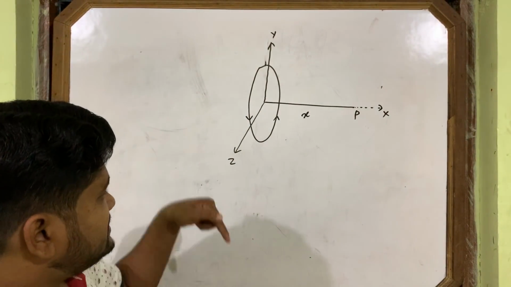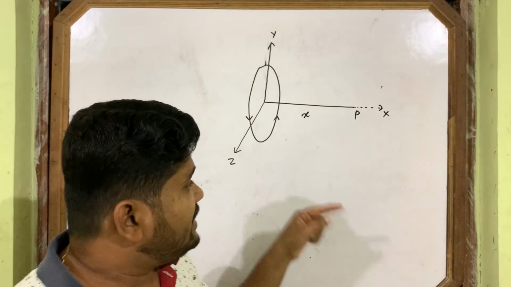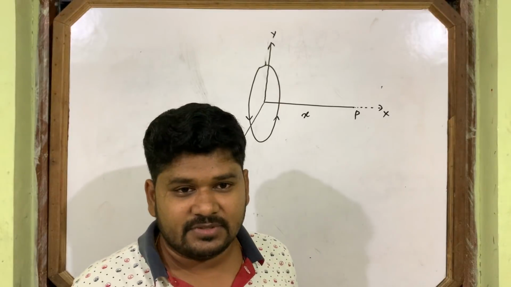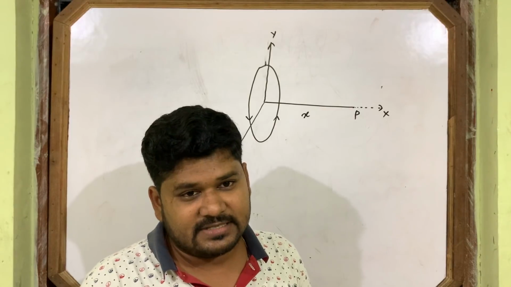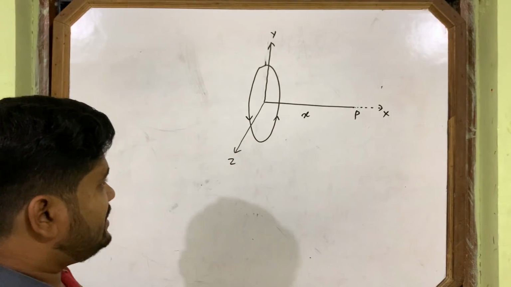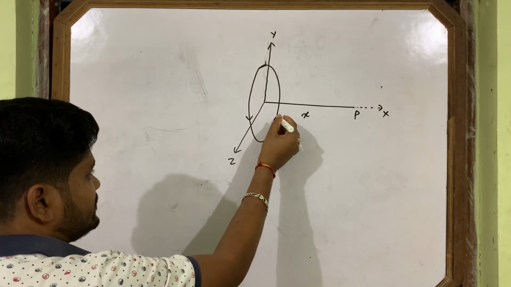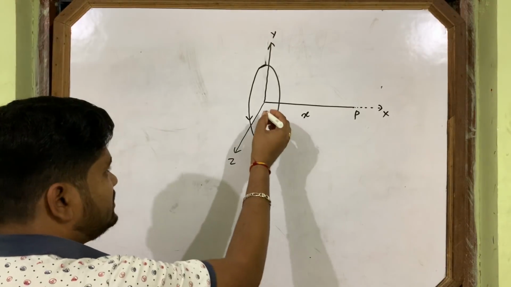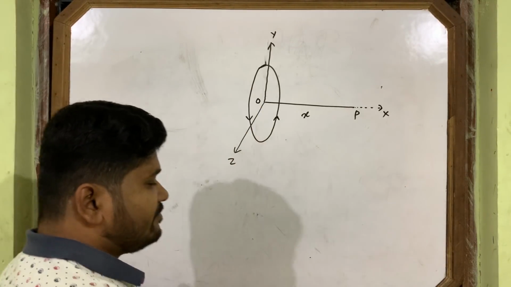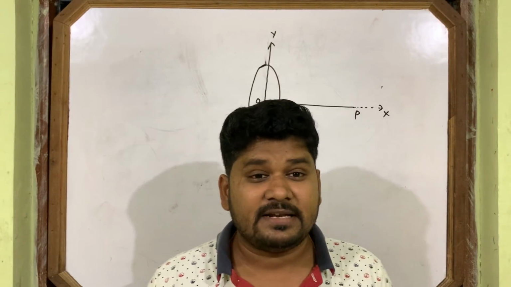Now the coil is like this, perpendicular to the x-axis. The coil is in the yz plane, perpendicular to the x-axis. If the coil is like this and current passes in this way, we will find the magnetic field at this point, which is at a distance x from the center of the coil. How will we do it? By using Biot-Savart law.